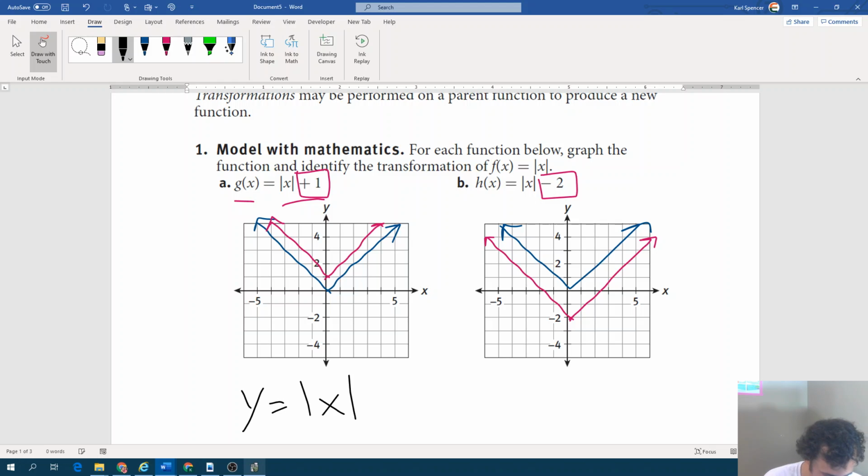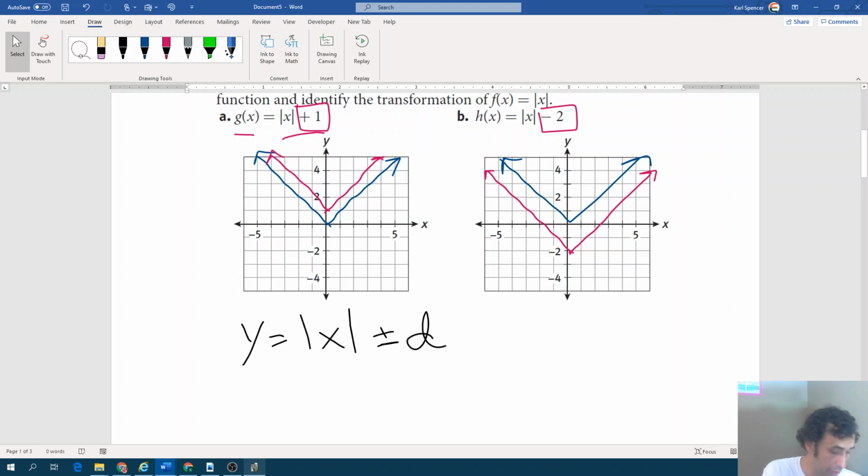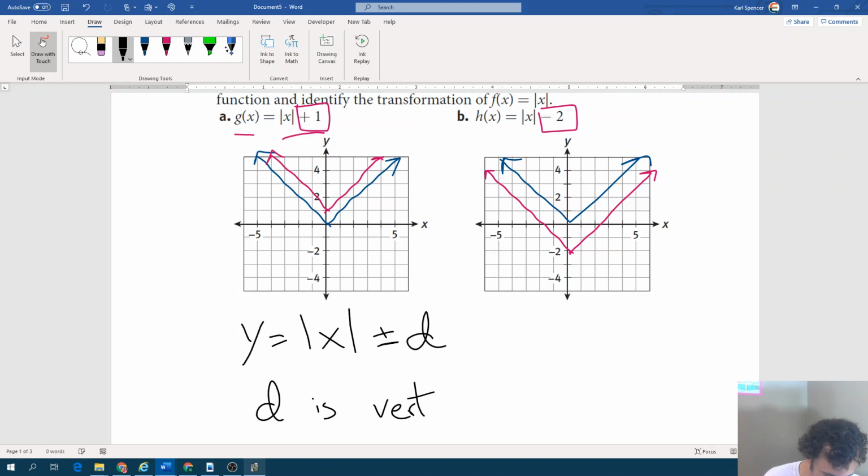That number on the outside of the absolute value, so if we have y equals the absolute value of x plus, I'll use the letter d, a variable d. If you have something added or subtracted outside of our absolute value function, that value that's outside, added or subtracted, is going to be what we call a vertical transformation or a vertical shift. So d is, if I can spell the word, vertical shift. It moves the whole graph up or down, and it does exactly what it says. If d is positive, it goes up that many. If d is negative, it goes down.